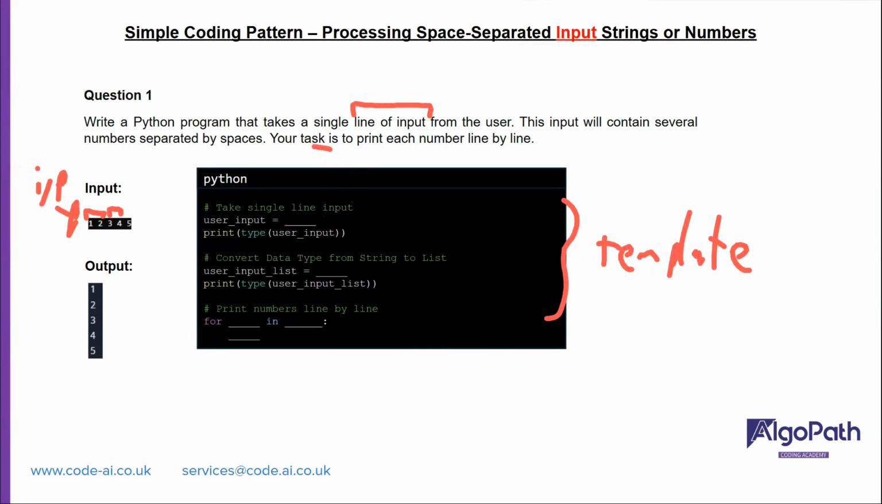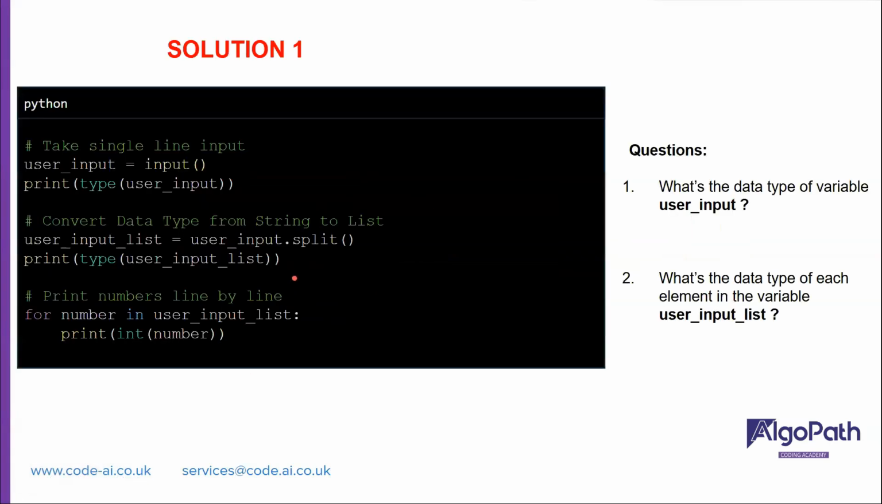Don't forget that you need to print out each number line by line. So in other words, you take in the data in series, like so, and then you print it off essentially in parallel, like this, line by line. Okay, let's have a look at the solution.